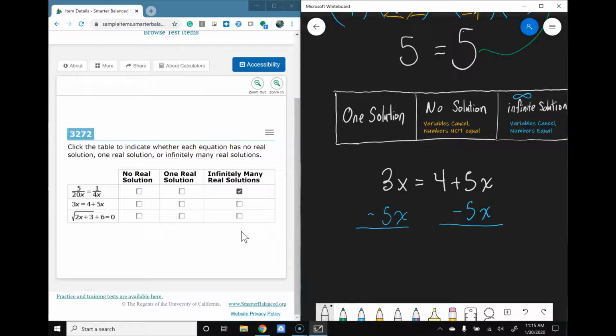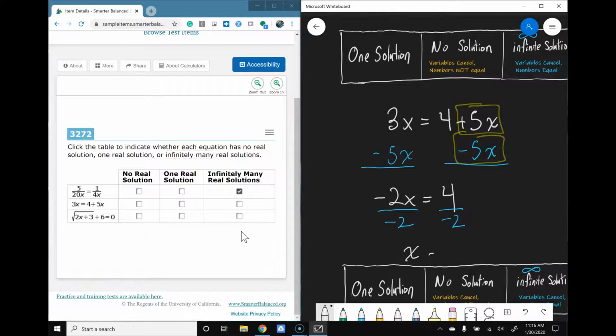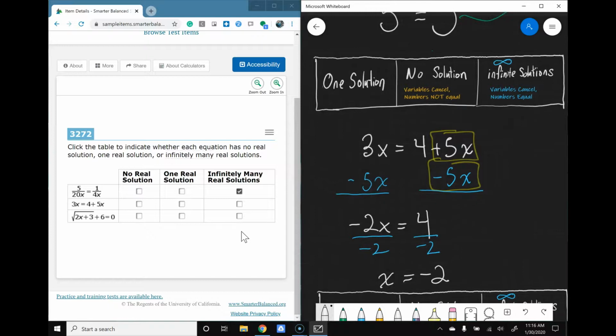3x minus 5x equals negative 2x. And after the cancellation of positive 5x with the negative 5x, we are left with only 4 on the right-hand side. My final step is to divide both sides by negative 2. And my final answer will be that x is equal to negative 2. In this case, the variables did not cancel, so it is the one solution type. We can come to the row for this equation and confidently check one real solution.